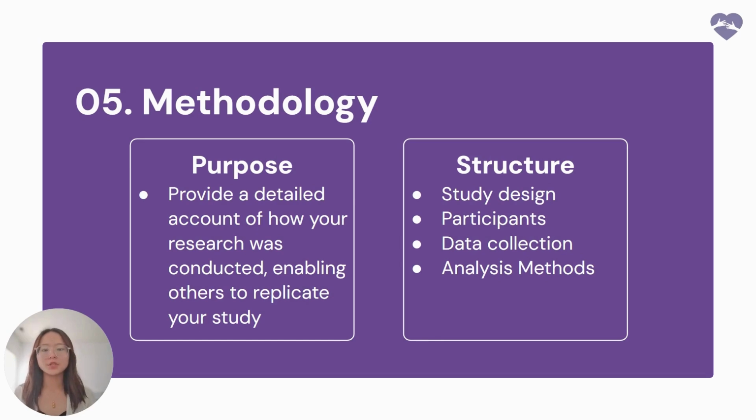Next, outline your participants if you have any. Be sure to describe your sample, including how many participants were selected, their characteristics, and any inclusion or exclusion criteria. For instance, if you're studying high school students, you should mention the age range, gender distribution, and any specific requirements for participating in the study.